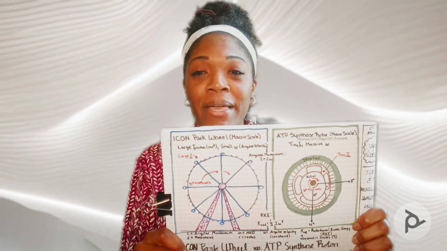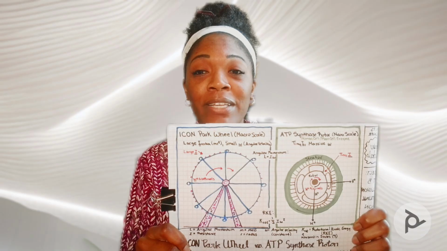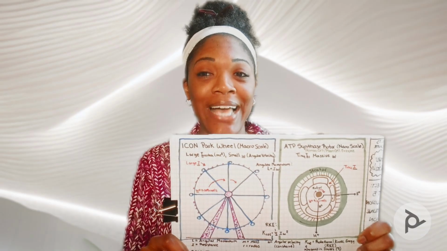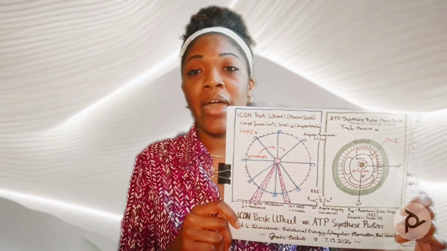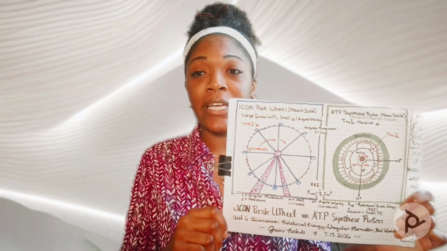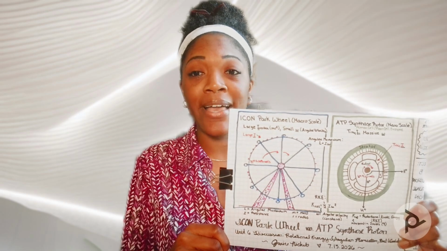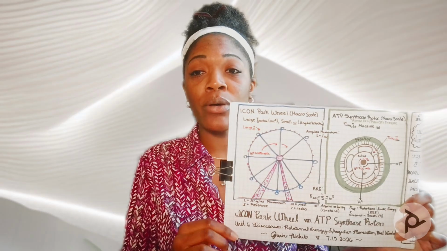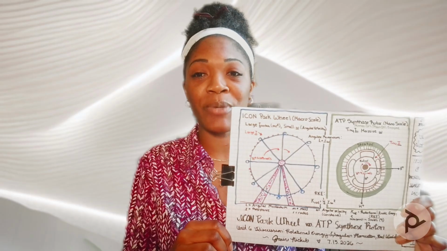The microscopic ATP synthase motors inside human and plant cells spin roughly 180,000 times faster than the ICON Park wheel. In rotations per second, the cellular motor spins 150 times every second. The ICON Park wheel takes 1,200 seconds, 20 minutes, just to spin once. Our cells are incredible, or cells are incredible in general.